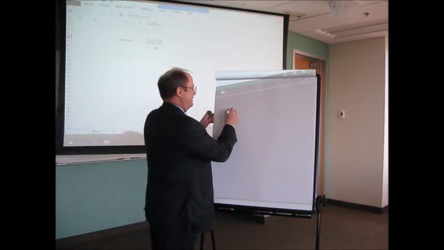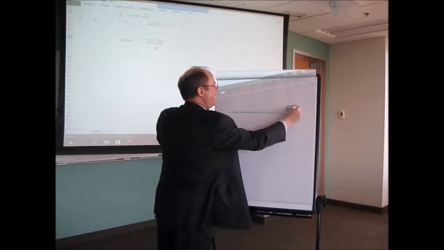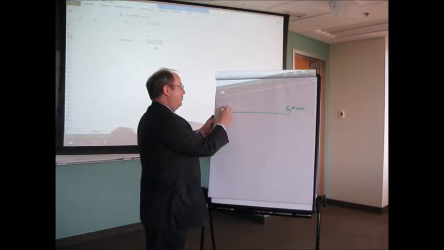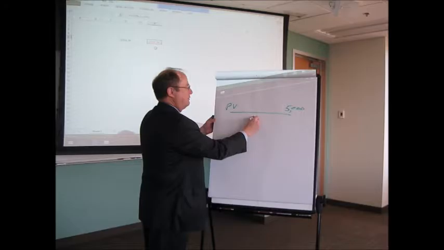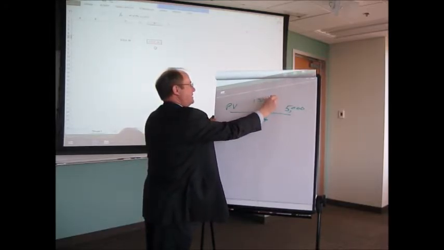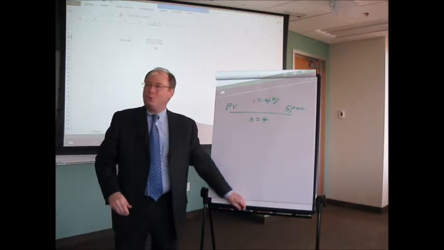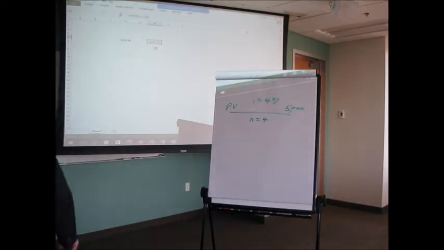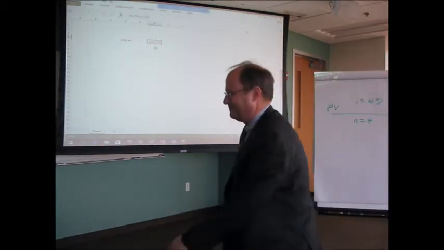So, what would happen if we had a timeline? We were going to receive $5,000 in the future, and we're wondering what the present value of that is. It's 4 years in the future, and the interest rate is 4%. So what's $5,000 4 years from now worth today? We'll solve for the present value.